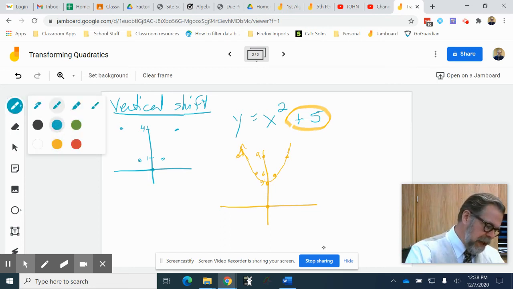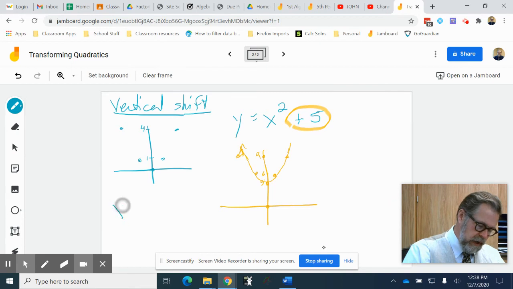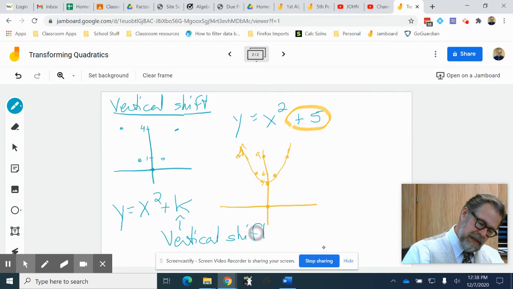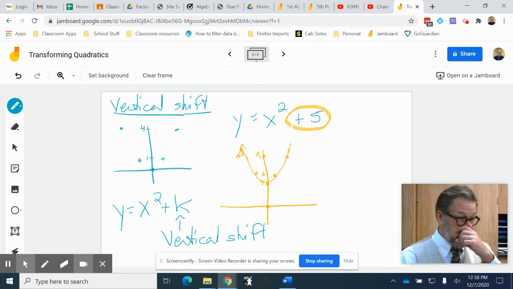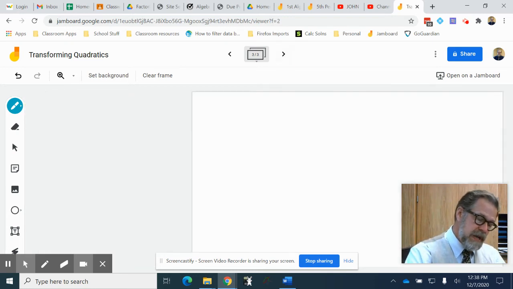So generalizing this one, what we get is y equals x squared plus k, where k is my vertical shift. I like to tell my students that H is for horizontal and K is for kangaroo, because kangaroos jump up and down. They get a kick out of that, but hey, they remember it, and that's what matters.